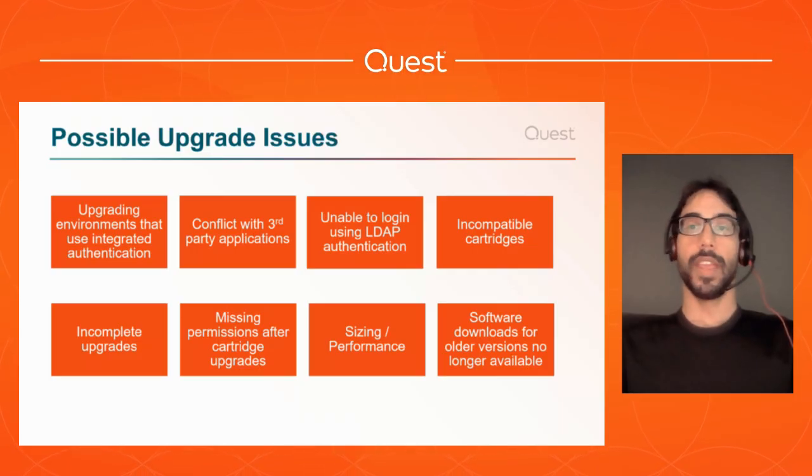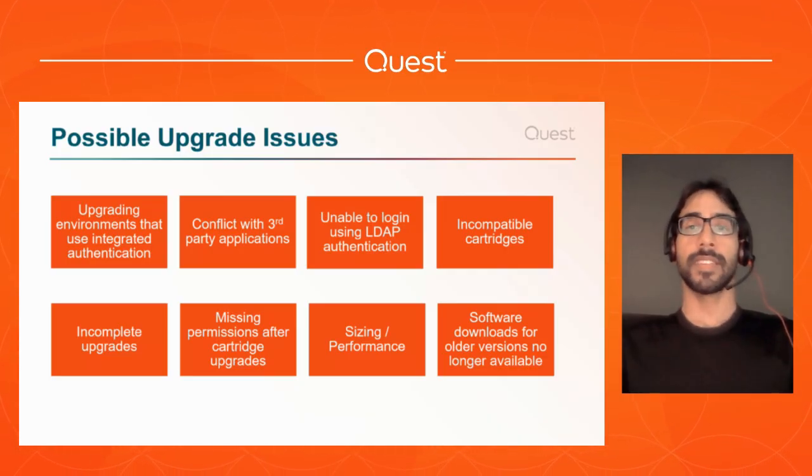We also have incompatible cartridges. These could be cartridges that are no longer compatible with a newer version of Foglight and may need to be disabled. This is something that could come up while preparing for the upgrade. There are also incomplete upgrades. The most common scenarios in these cases would be that the upgrade wizard or the agent package deployment is pending to be completed, but it could also be possible that there are some cartridges yet to be installed.